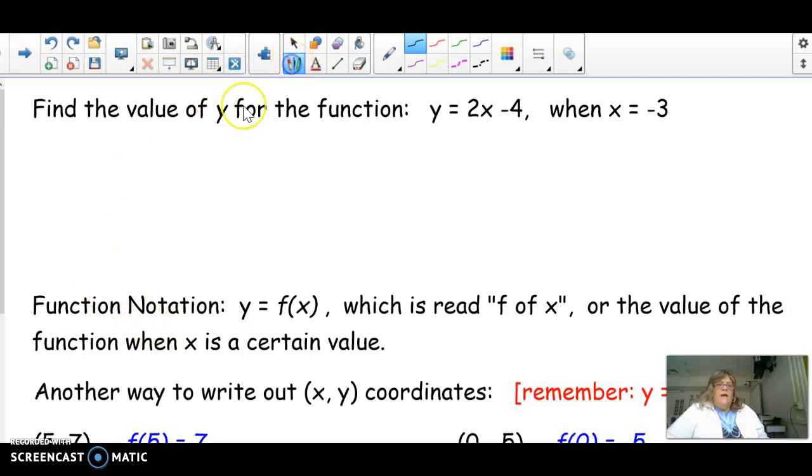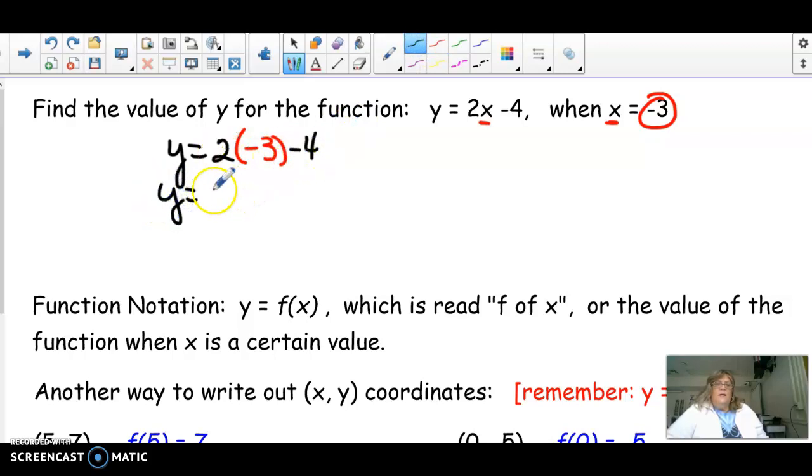If you're asked to find the value of y for a function, let's say the equation is y is equal to 2x minus 4 when x is equal to negative 3. All we're going to do is take negative 3 and everywhere in our equation that we have an x, we're going to plug in the value negative 3. So we take y is equal to 2 times, and we plug in that negative 3, minus 4. And then we simply solve.